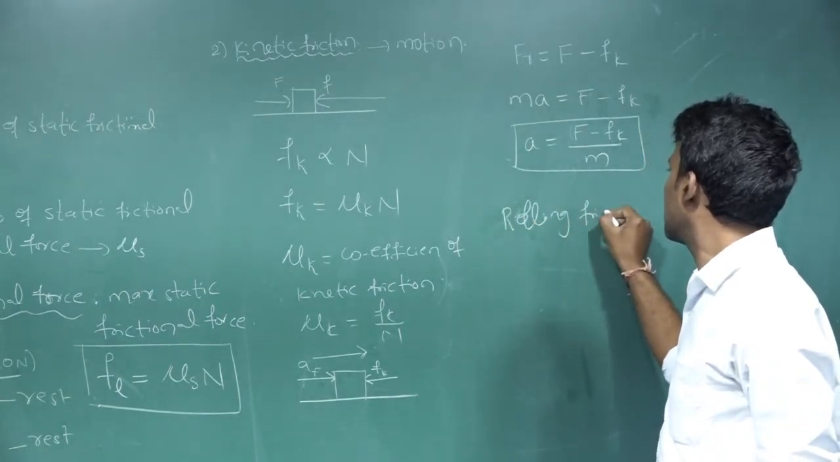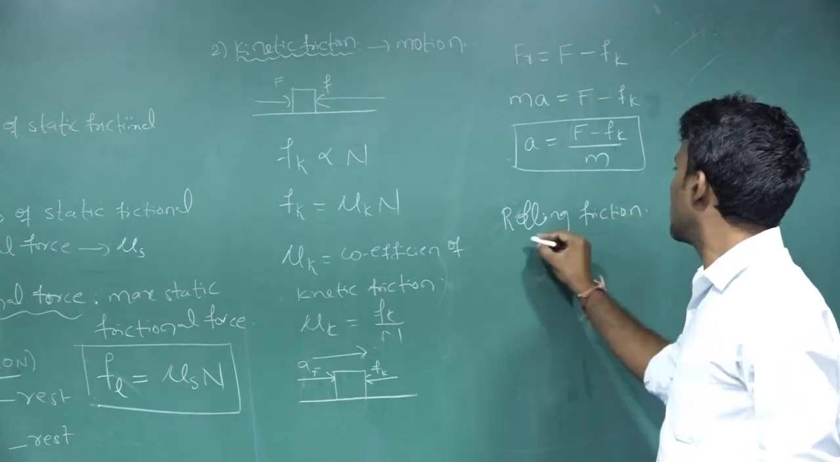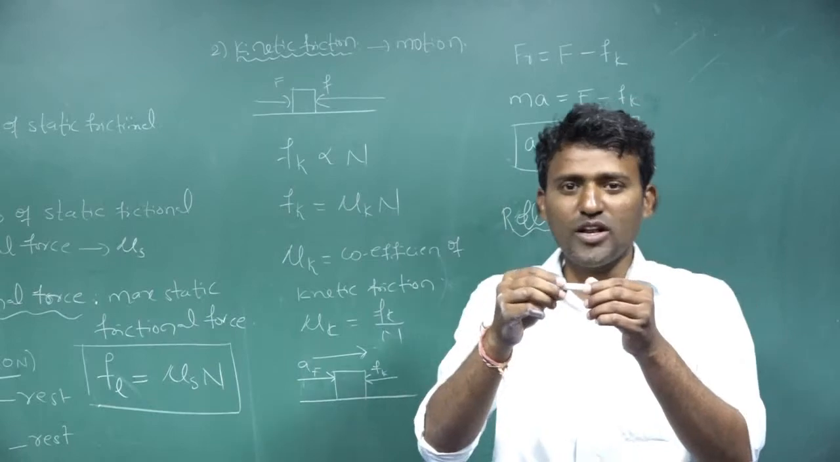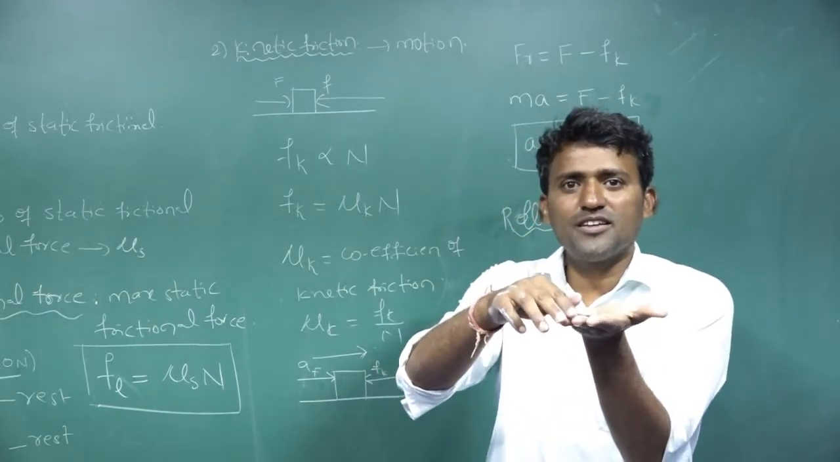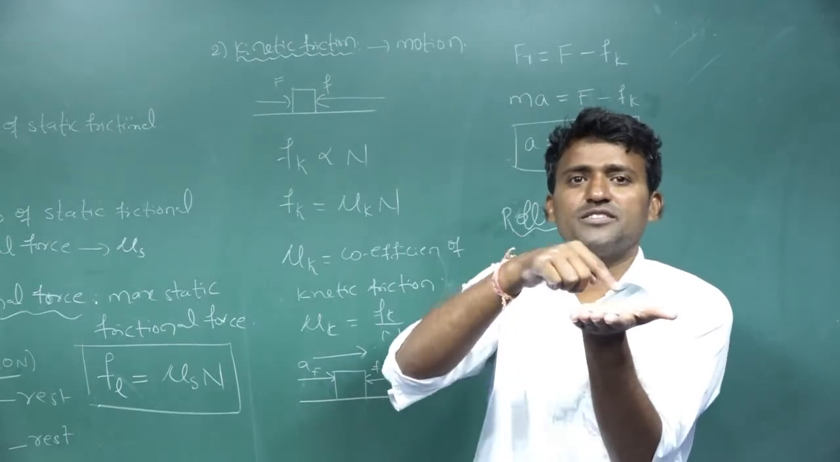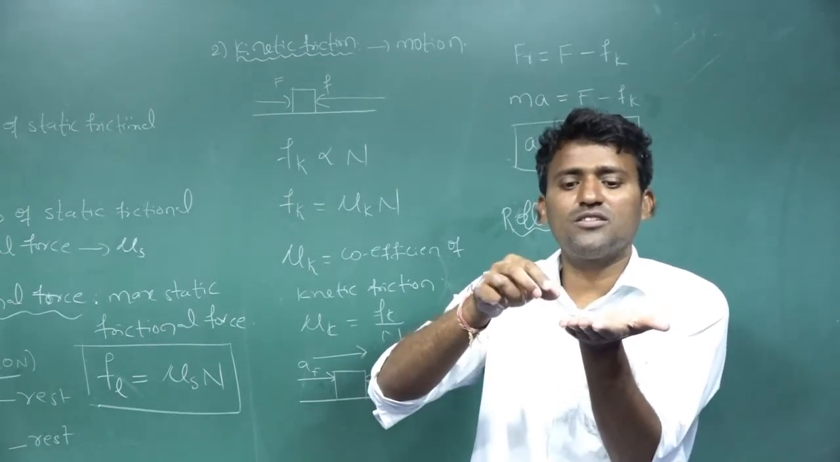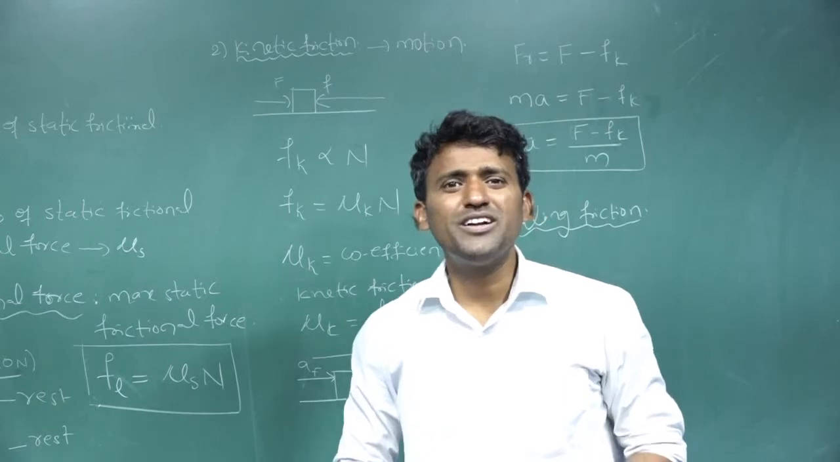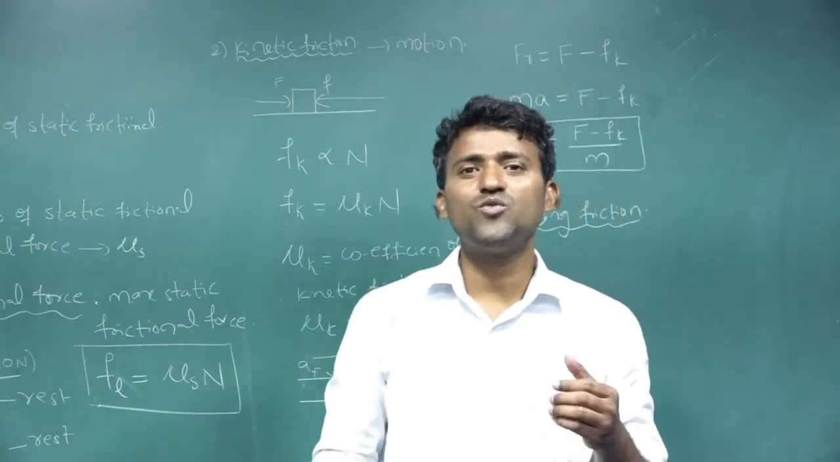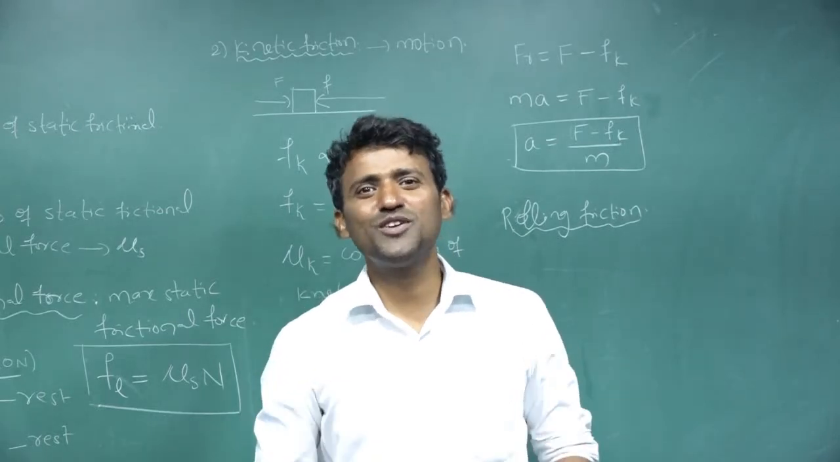Rolling frictional force. What does rolling frictional force mean? When an object is rolling on another surface, see, the chalk is rolling on my hand, on the other surface. At that moment, there is an opposing force on the object. The opposing force will act.